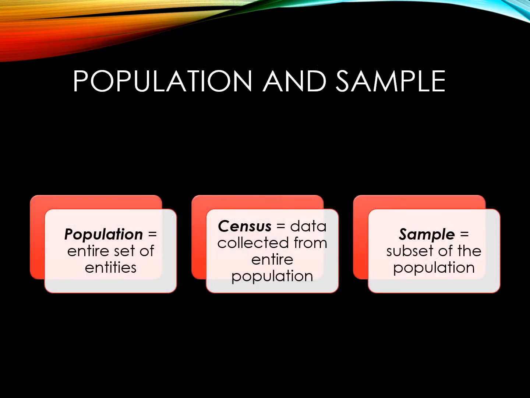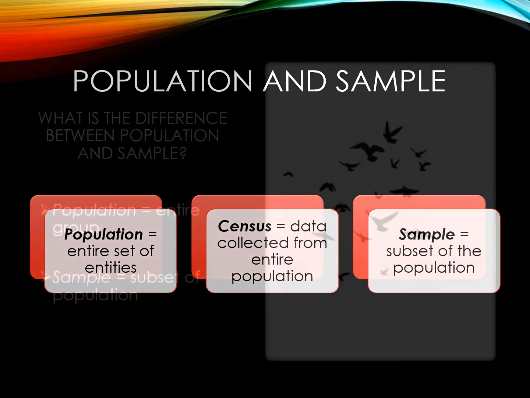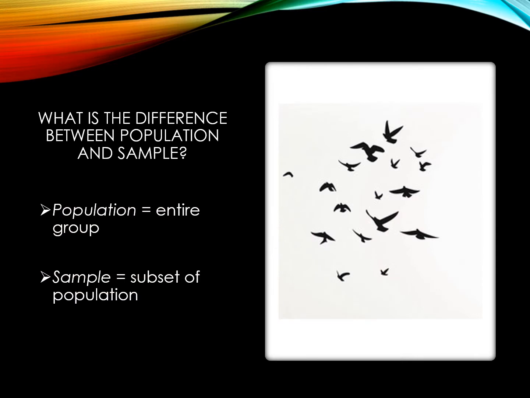When we think about populations and samples, the population refers to an entire set of entities. The census refers to the entire population. A sample is just a subset of the population. So let's go over it one more time. The population is the entire group or the entire set of entities. The sample is a subset of that population.